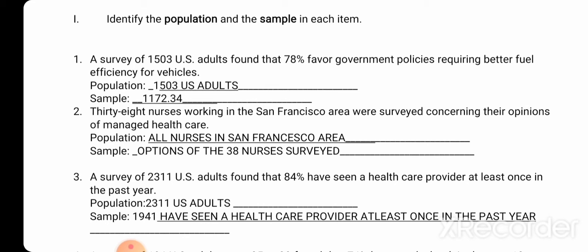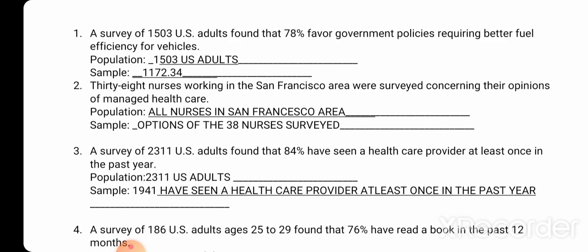I got this sample by multiplying 1,503 by 78%, meaning 78% of 1,503. So 1,503 multiplied by 0.78 gives 1,172.34.